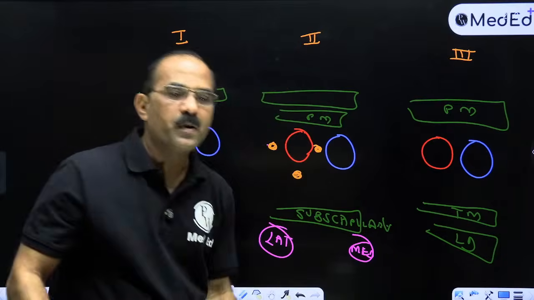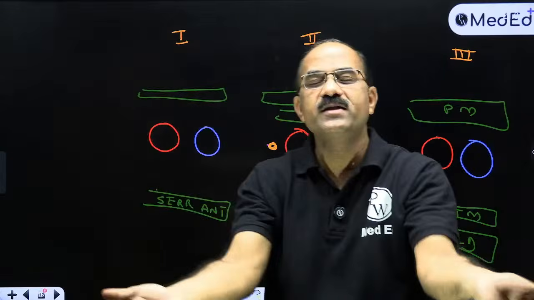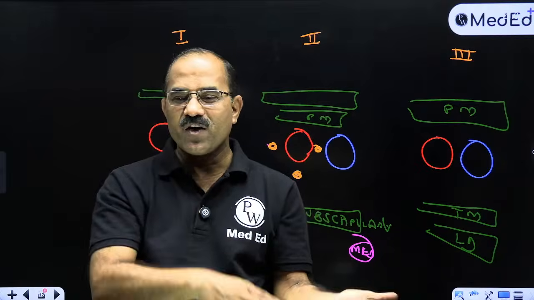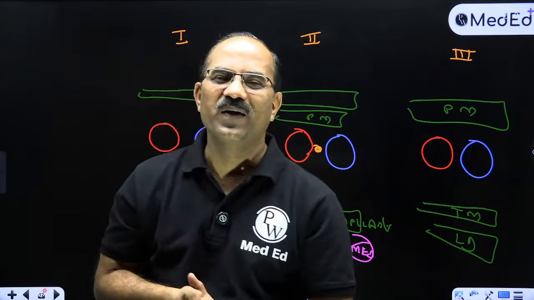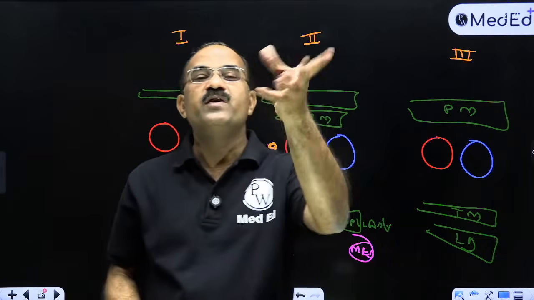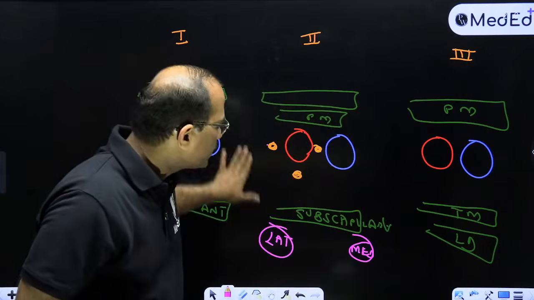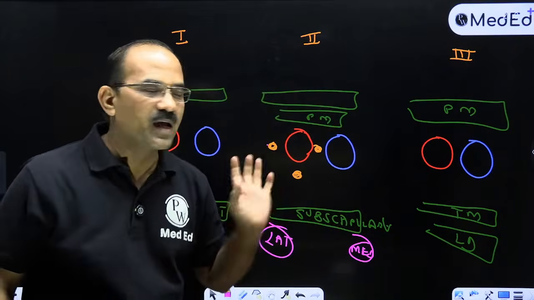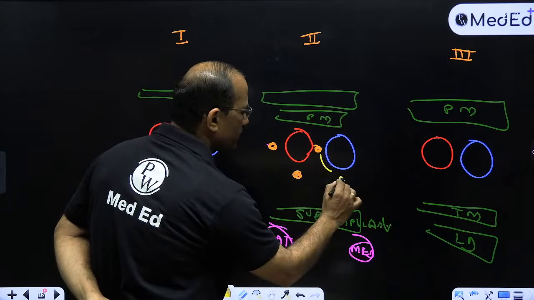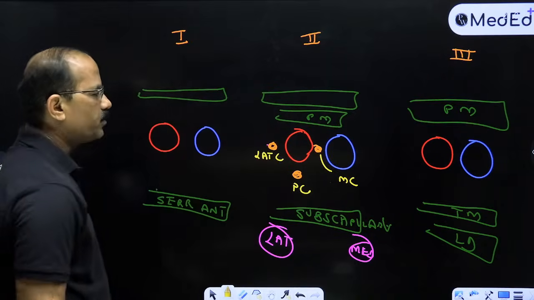In the second part, the cords. How many cords of the brachial plexus do you have? 3 cords: lateral cord, medial cord, and posterior cord. The cords are placed according to the names in which part of the axillary artery? In the second part. What is this cord? This is the medial cord. This is the posterior cord, and that's the lateral cord of the brachial plexus.